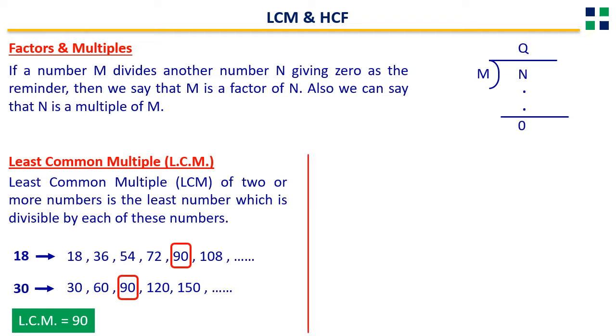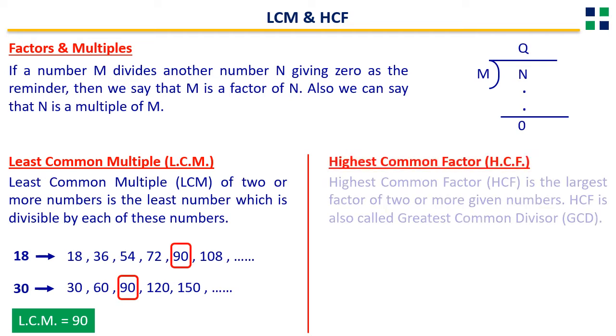Now let us understand highest common factor. What is highest common factor? HCF is the largest factor of two or more given numbers. It is also called greatest common divisor. Let us take the same two numbers again.